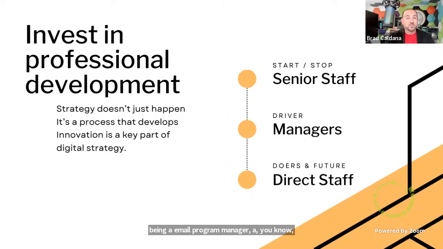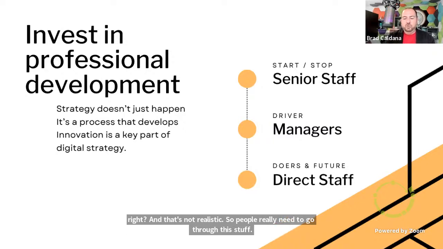And while there's nothing wrong with that, these are wildly different disciplines. It's one of the things I always talk about in digital strategy 101: we have put together like 10 different disciplines that you normally get a 4-year degree in each of them, and we've called them one department. And then we expect some people to understand all of it, right? That's not realistic. So people really need to go through this stuff, and they need to be able to get that kind of real professional development.